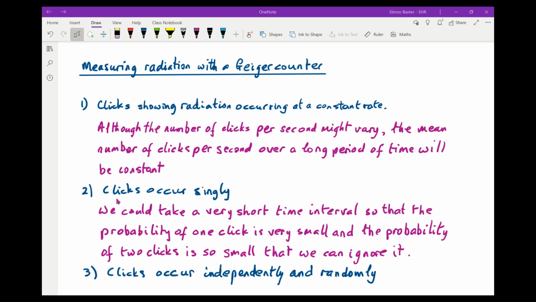The second thing, clicks occur singly. This was like the raisins occurring singly in the previous example. We could take a very short time interval so that the probability of 1 click is very small, but so short that the probability of 2 clicks is so small that we could ignore it. That's another condition that we need for a Poisson distribution. Clicks must occur singly. Clicks also occur independently and randomly. One atom splitting up does not affect another one, and so they will be independent.